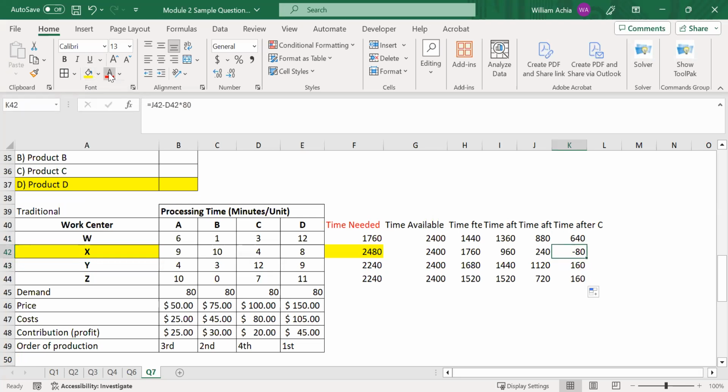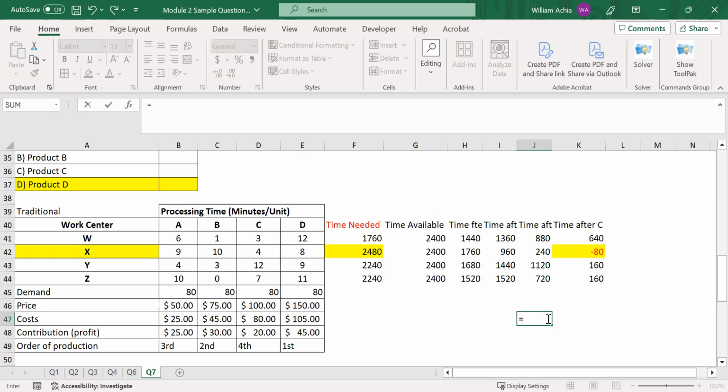But I run into a negative right here. Now this negative tells me that we don't have enough time to make all 80 units of C. So I have to ask myself, how many units can we make in 240 minutes? Because that's how much time we had left over. If it takes 4 minutes to make 1 unit, and we have 240 minutes left over, then it'll be 240 divided by 4. We can only make 60 units of product C.